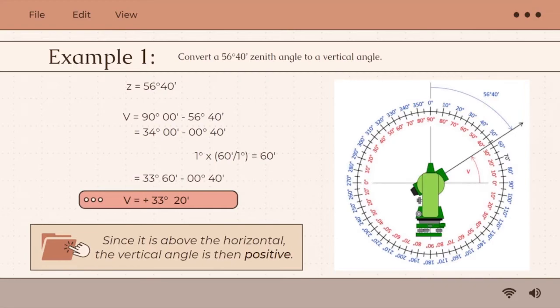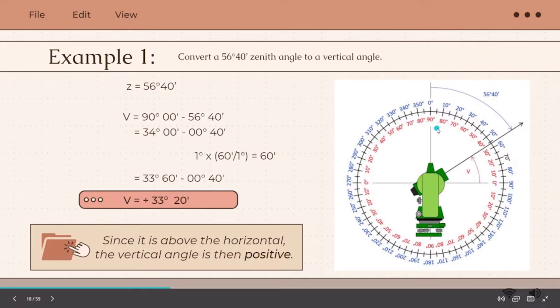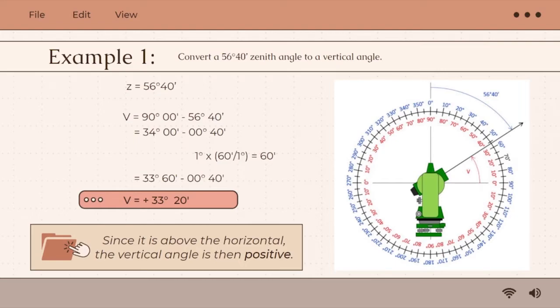So in example number 1, we have to convert a 56-degree 40-minute zenith angle to a vertical angle. And as with most surveying problems, a sketch would help us visualize the problem, and this will be our sketch right over here. So, knowing that the zenith angle starts at 0 degrees above the observer, we will then move to the 56-degree mark. We know that from the 0 degrees going to the horizontal line, it measures 90 degrees. And from this measurement, we will deduct the given. And take note that the given is also a unit in minutes. So if we deduct 56 from 90, we will get a value of 34.